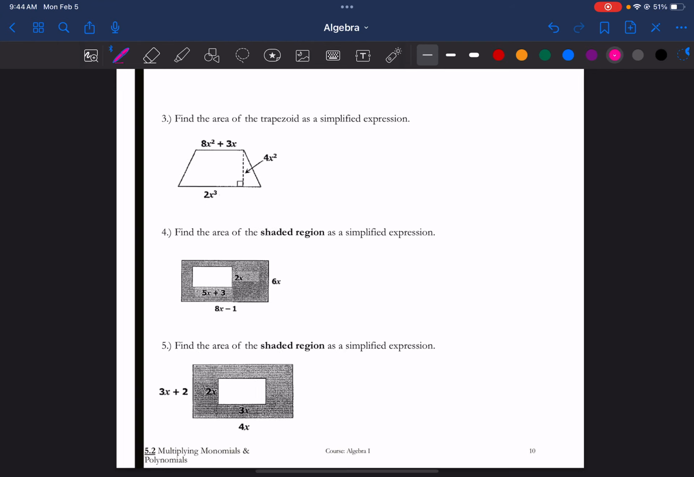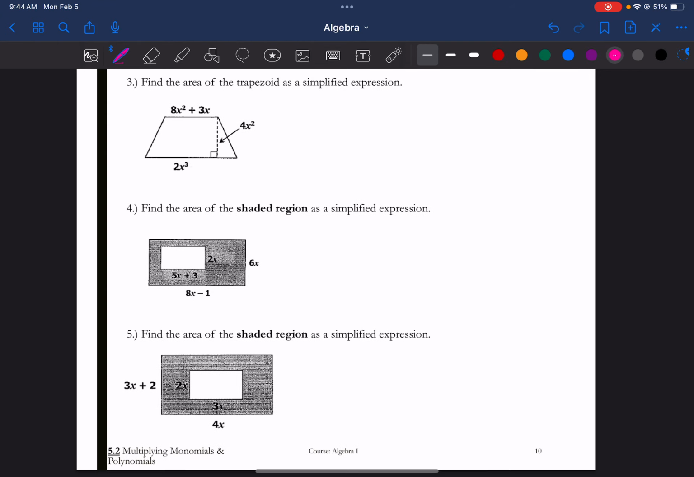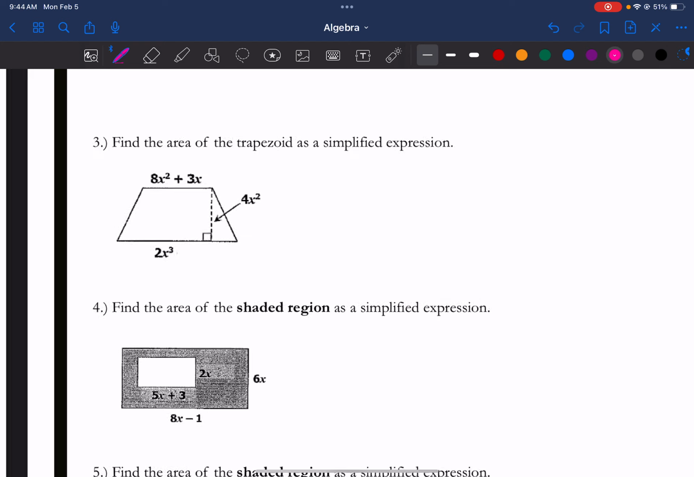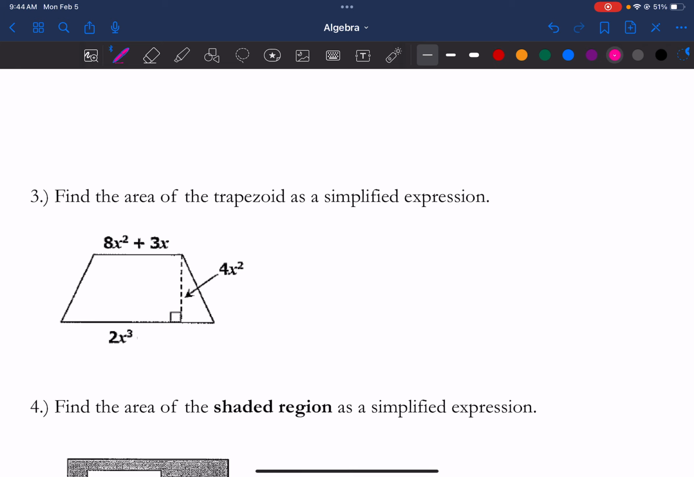So these geometric problems are a little bit more advanced, but we're still just multiplying polynomials. The big thing here is that we have to remember our formulas. So if you take a look at number 3 on this page, we have the area of a trapezoid. The area of a trapezoid is side 1 and side 2, so b1 plus b2, the bases. We're dividing those by 2, and then we're multiplying it by the height.